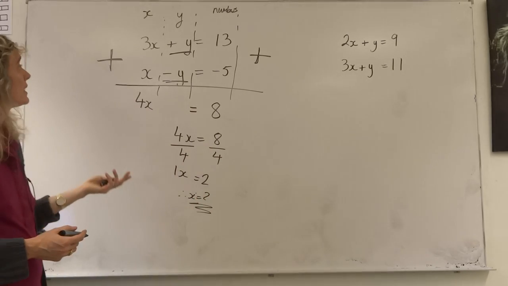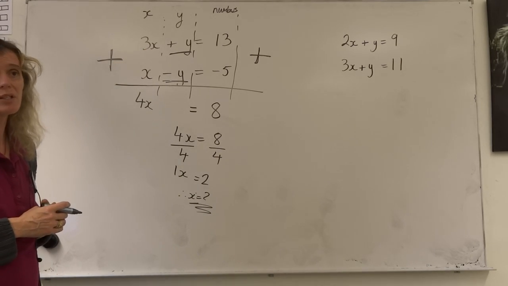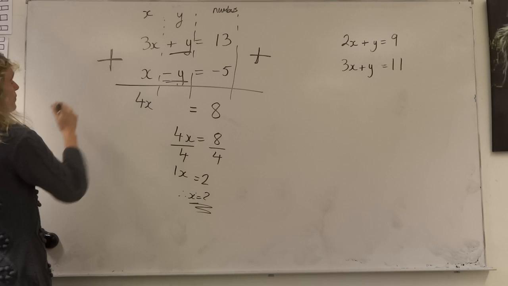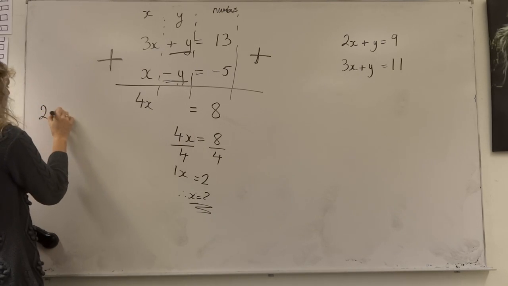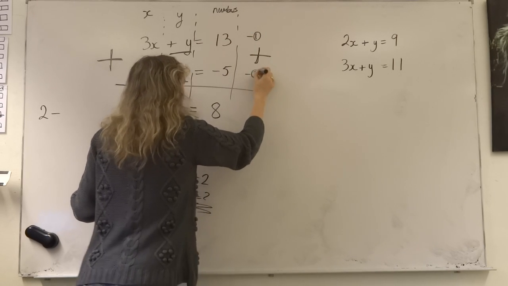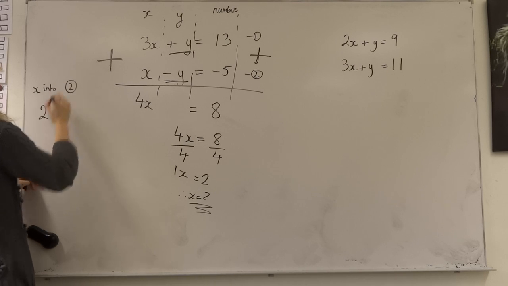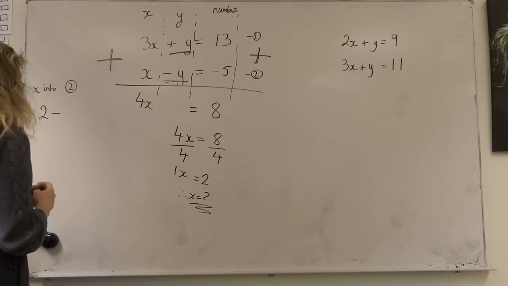Now we know what x equals. We put x equals 2 into any of those two equations. It doesn't matter which one. Let's put it into equation 2. Call this one equation 1 and this one equation 2. Put x into equation 2. I'm explaining what I'm doing each step of the way.